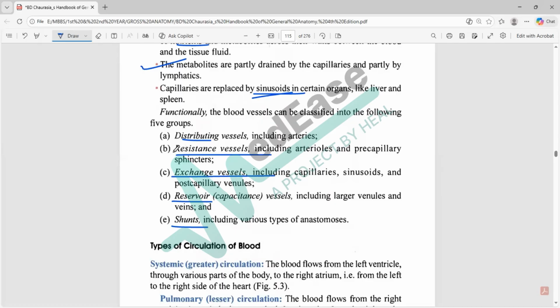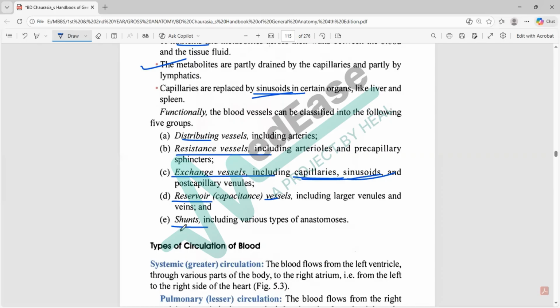vessels, which will be mainly involved in the regulation. The smaller arteries, which are the arterioles, will be involved here. Then we have the exchange vessels, which include mainly the capillaries with the sinusoids, which is the modification of the capillaries. Then we have the reservoir vessels. Remember, whenever the word reservoir vessels comes, it is usually applied to the large veins because they will be storing the excess blood.